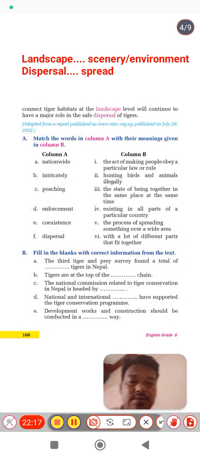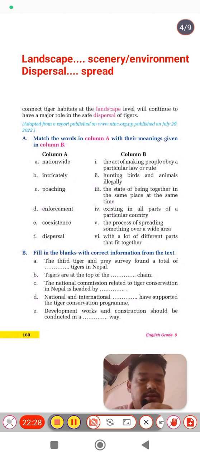So we have studied about the conservation of the tiger, students, in this text, and that is in Nepal. And the text is all about Nepal being the first country to double its tiger population. So with that, students, this is all for today.